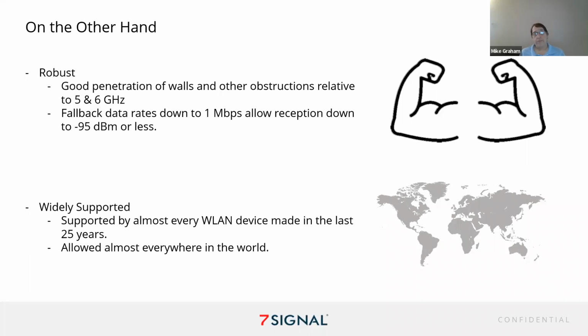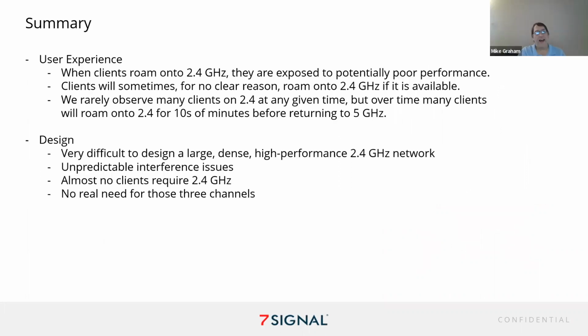And as you were bringing up, it's widely supported. Basically every wireless LAN device in the last 25 years has supported 2.4. And it's allowed almost everywhere in the world. So if you need that compatibility, you do have 2.4 there. Wouldn't you say? Yeah, and actually it seems like it's growing. Seems like more and more, not pure IoT, but low end devices are 2.4 only.